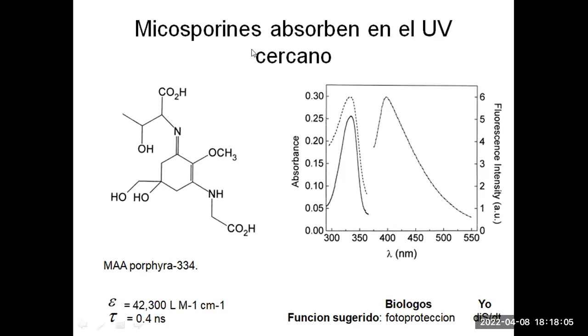Then we get into what are known as microsporines, and these are absorbing in the near UV. So, for instance, this microsporine here absorbs at about 300 to 375 nanometers. And we have different types which absorb a little bit longer wavelength regions. They also have very strong absorption, this is almost the size of chlorophyll. So they're absorbing very strongly in this UV range.